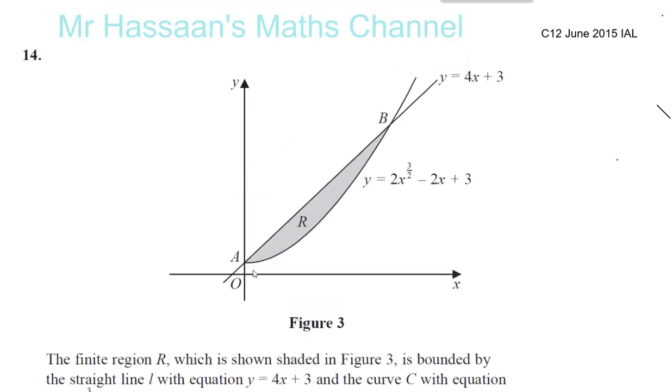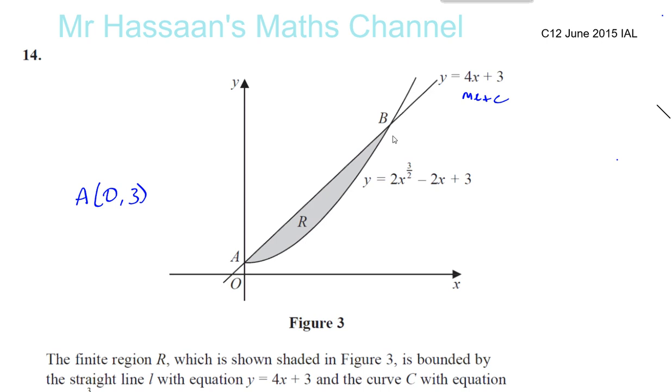For A, it's not a big deal, because A is on the y-axis, and the line passes through A at the point (0, 3). So A, you can see straight away, is the point (0, 3). Why? Because this is in the form y = mx + c, so we can say that c is equal to 3 straight away.